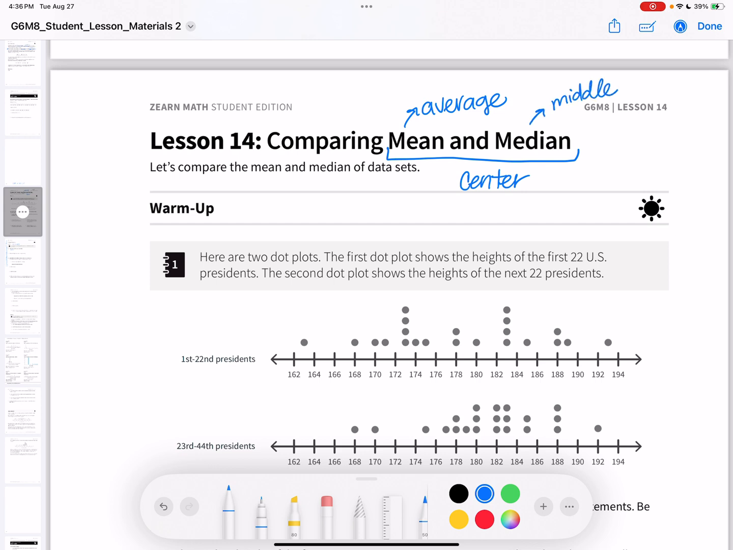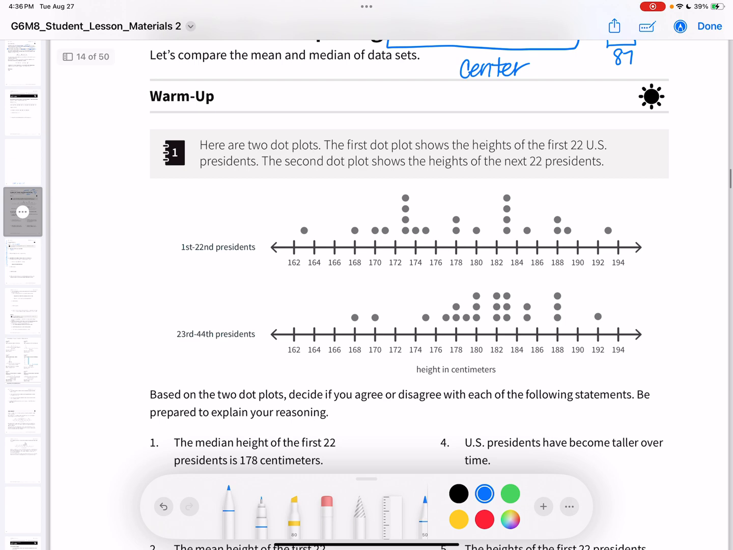And it usually is a number in our data set, unless it's an even data set. And then if we have two numbers like 86 and 88, and those two are our middle numbers, then our median would be 87. We take the average of those two numbers. But usually the median is one of our data points. All right, so let's keep going.